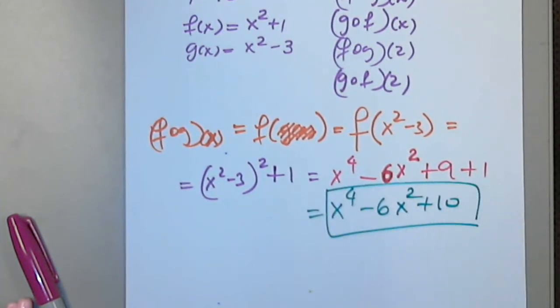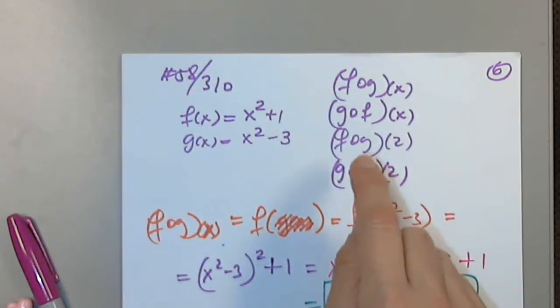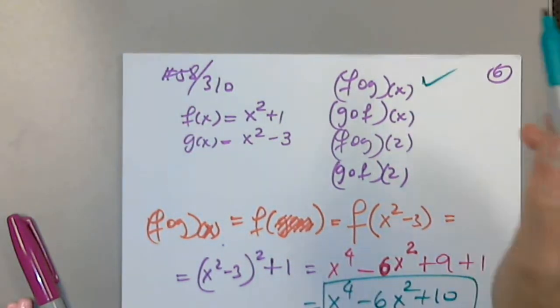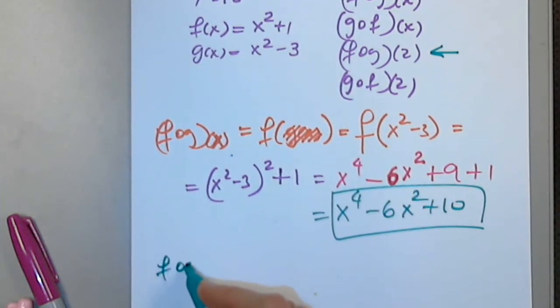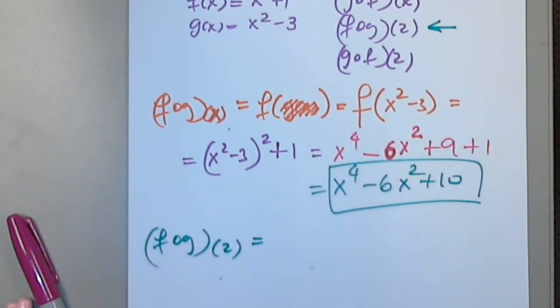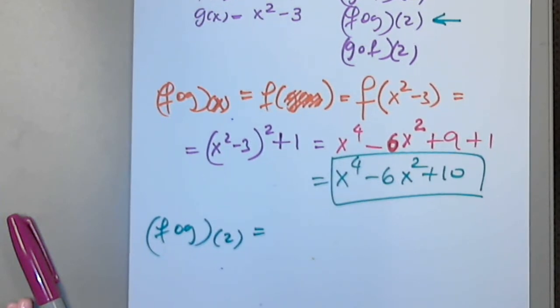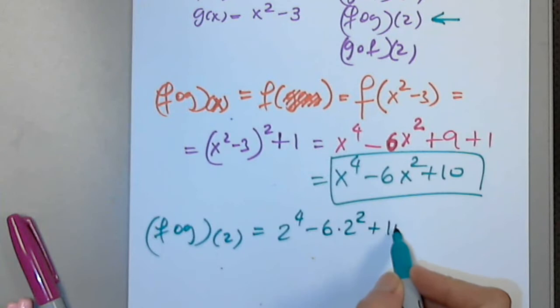This is it. Now, since I have this function, which is f comp g, I go down the list of requirements and I see f comp g of 2. Why not do that? Simply plug in. Exactly. That's all I needed you to say. So, tell me how to plug it in and then we'll calculate. You plug in 2 for x. Very good. 2 to the 4th minus 6 times 2 squared plus 10.